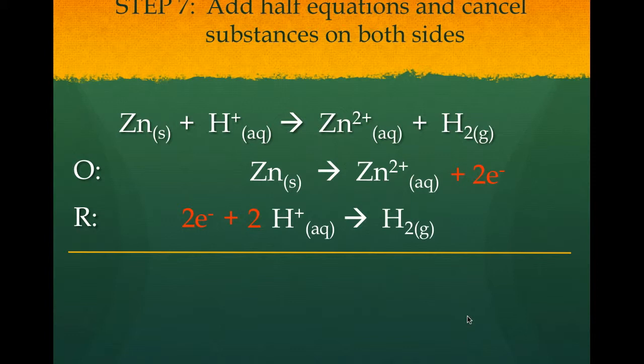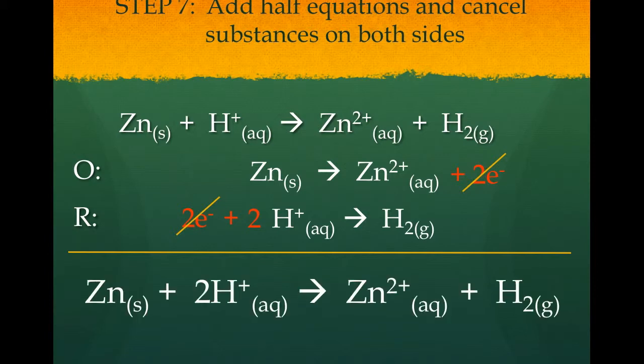Now, every time that you do step 7, your electrons should cancel out. The 2 electrons on the reactant side cancel out the 2 electrons on the product side. And so we should never have any electrons in our equation that we add together. So when we put this all together, we have zinc right here. We have 2H plus, which is right here. Those are our reactants. They react to form zinc 2 plus, which is right there, and H2, which is right there. So that is the process of adding up our half reactions.